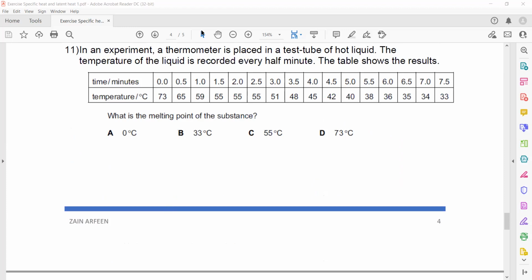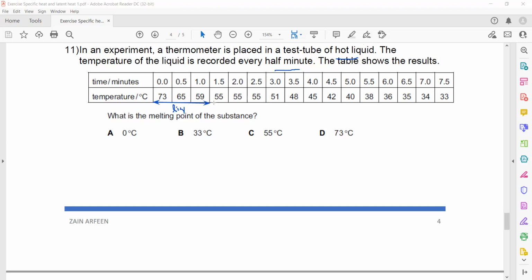Then question 11. In an experiment, a thermometer is placed in a test tube which is filled with a hot liquid. The temperature of the liquid is recorded every half minute. The table shows the result. So the hot liquid is cooling down. When the temperature is changing, the state does not change. So from 73 to this part, it will be liquid. Why? Because when temperature is changing, the state does not change.